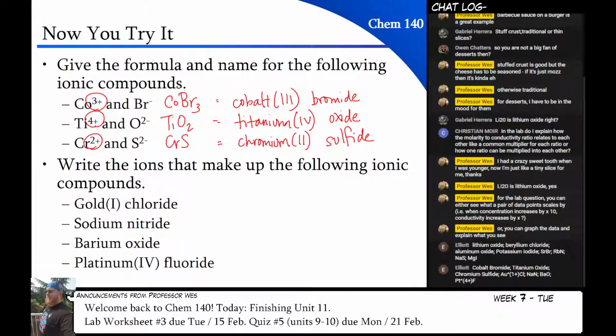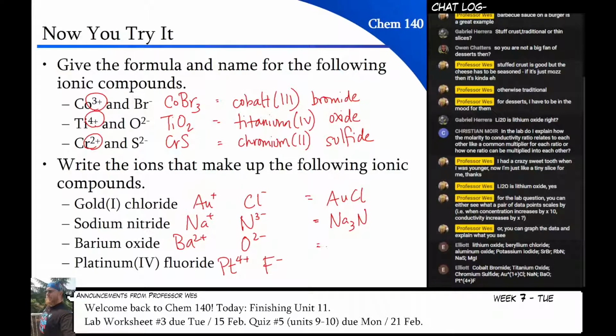And then down here, all I have to do is make the ions. So gold 1 would be that, and then chloride would be that. Sodium is this, and nitride is this. Barium is that, and oxide is that. And then platinum 4 is this, and fluoride is that. And you could put these together if you want to make ionic compounds. Just as practice, that's fine.